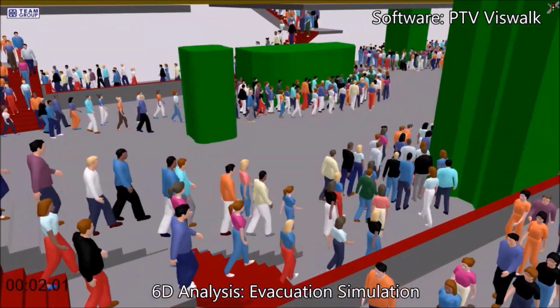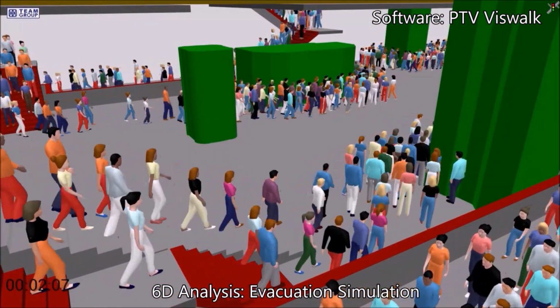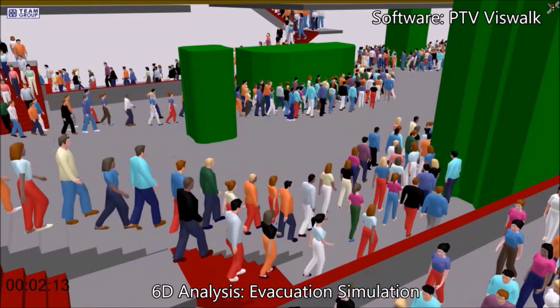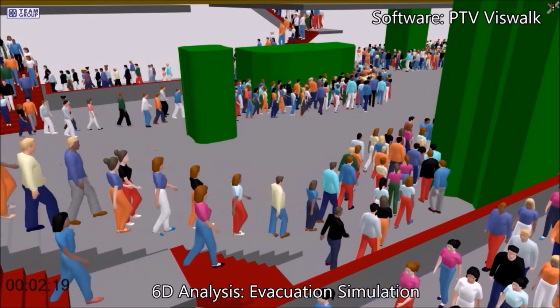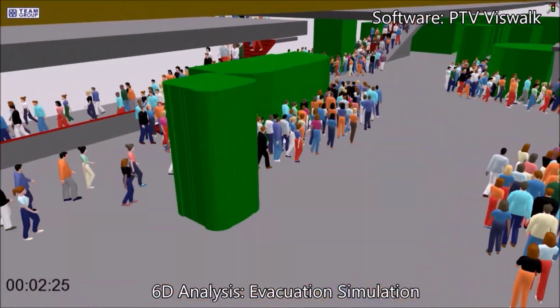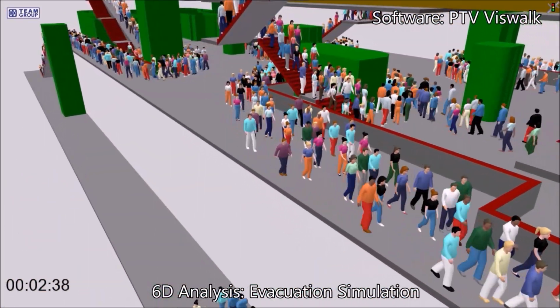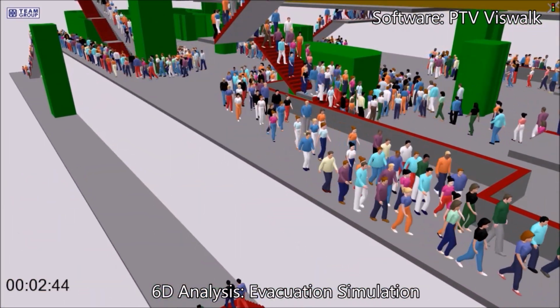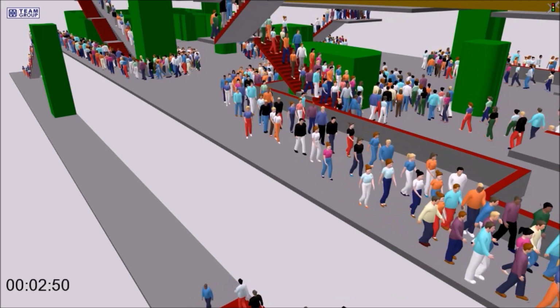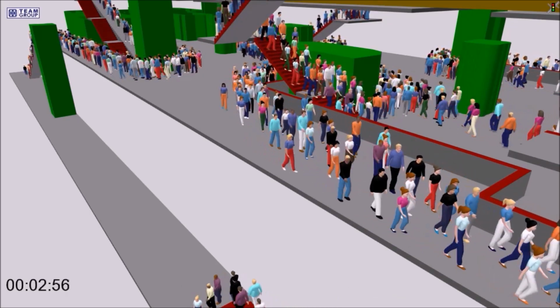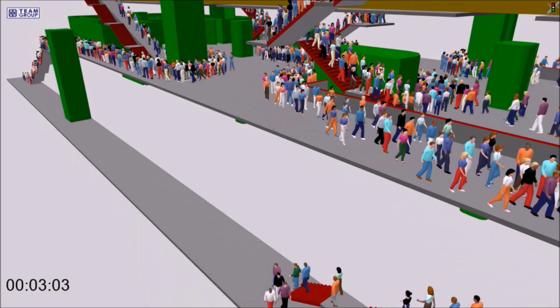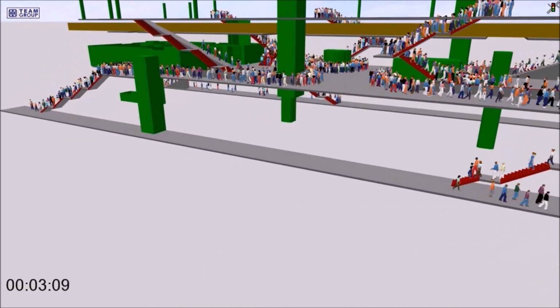If not, you can see that there are some bottlenecks at the staircases and at the elevators. So the designer or the contractor could rethink whether they should redesign the station.